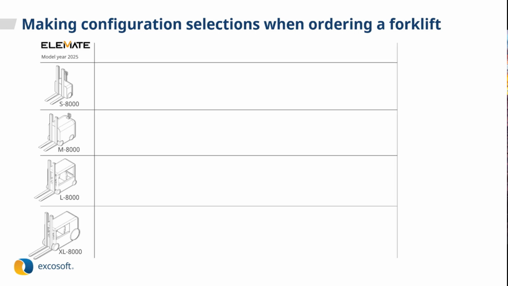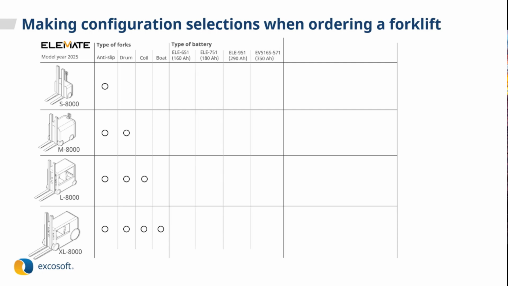So in the case of Elimate's forklifts, you can select what type of fork you want to use. There are 4 different types of forks, depending on the application. So there is a boat fork, anti-slip, drum, and coil fork. And for the extra large forklift, you can select one of these 4.